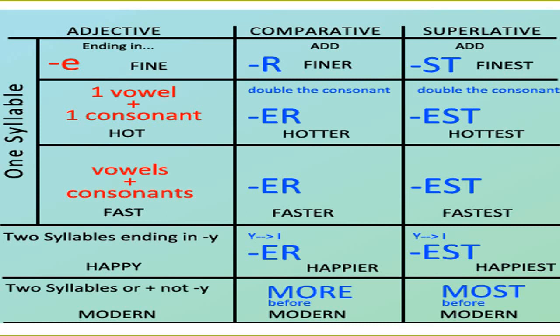There are some rules. Look at the first one. If an adjective ends with the letter E, you have to add R to make the comparative form and you have to add ST to make the superlative form. Here you can see the example. Fine. The comparative form is finer and the superlative form is finest.